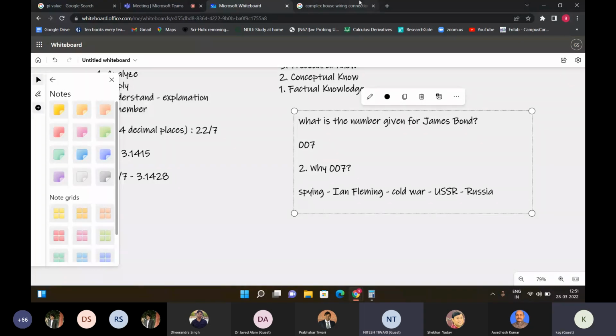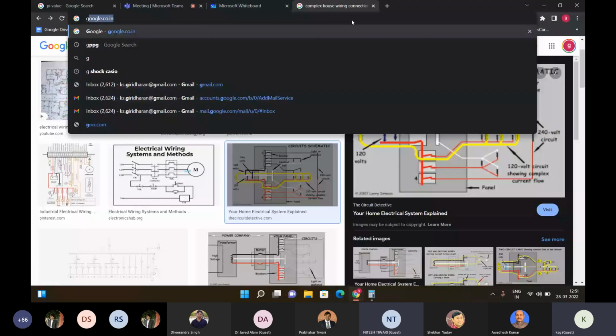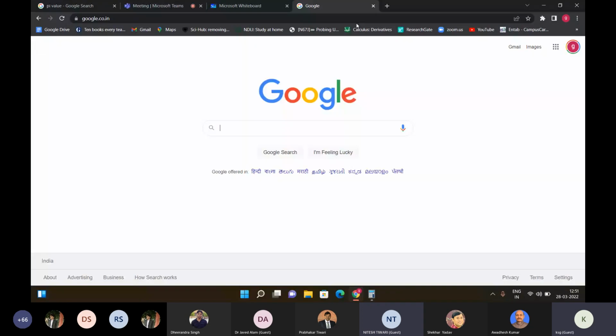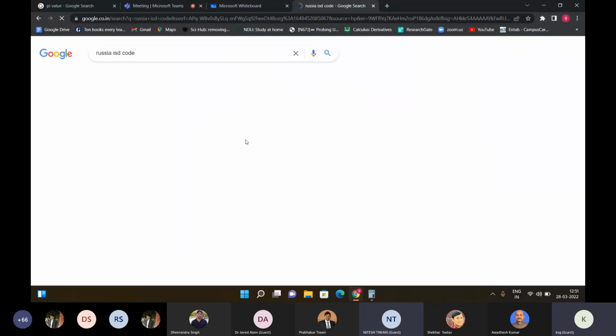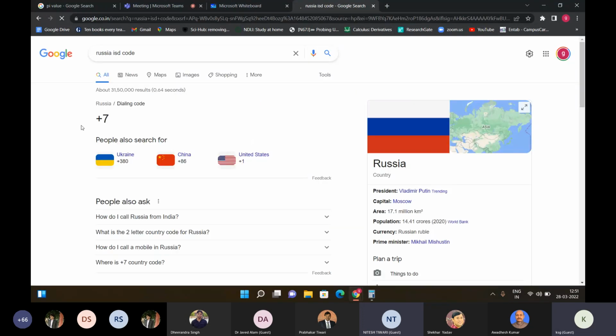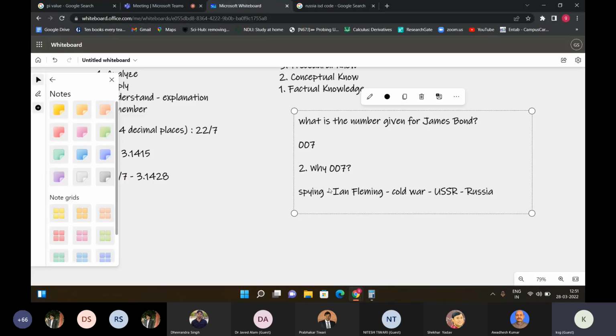So when I look at Russia and in what way the number 7 and Russia are connected, look at the ISD code of Russia. I hope you can see my screen. The ISD code of Russia is 7. So keeping that in mind, that number 7 was given by Ian Fleming for the James Bond character. This explanation comes under the understand category.